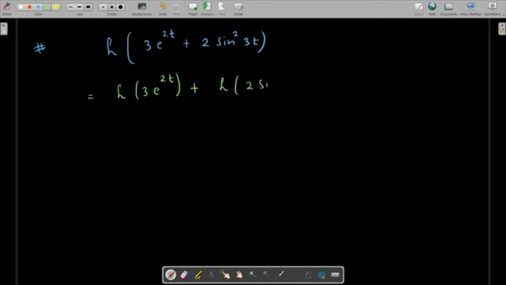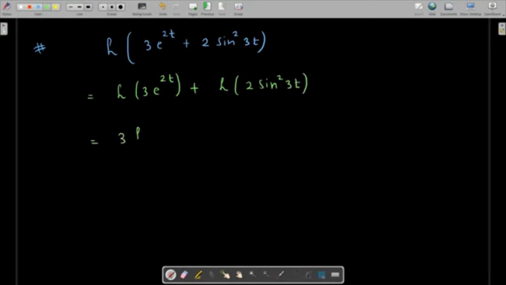Right. So let's take one last example on the Laplace, and then we'll move to the inverse. We have to find the Laplace transformation of 3 times e raised to 2t plus 2 times sine squared 3t. So again, we are going to segregate the terms. We have to find the Laplace transformation of 3 times e raised to 2t, and then the Laplace transformation of 2 times sine squared 3t.